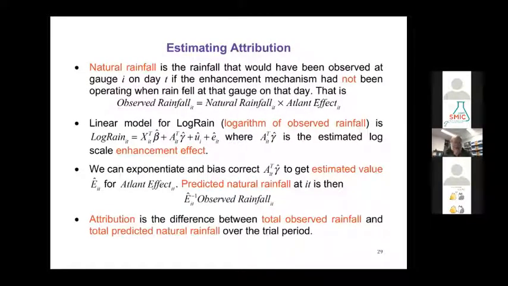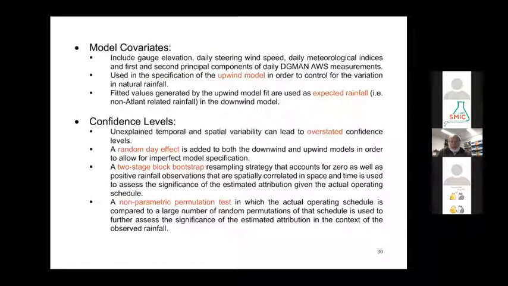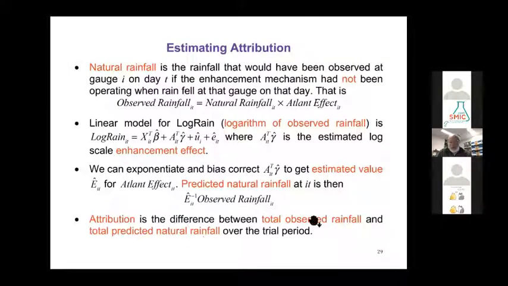Here's a slide which I'm not really going to spend any time on, but essentially it shows how we actually got to the attribution. The main thing is that the attribution itself is the difference between total observed rainfall and total predicted natural rainfall over the trial period. So we are saying, okay, we know we've seen so much rain. We use our model to predict how much natural rain should have happened, and then we look at attribution as the difference between them. By the way, the total predicted natural rainfall could be less than the total observed rainfall, so in fact, you could see a negative attribution.